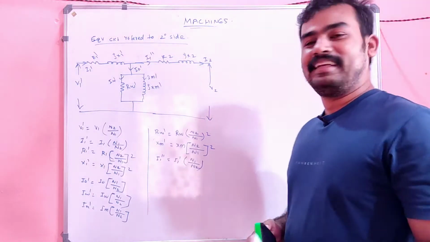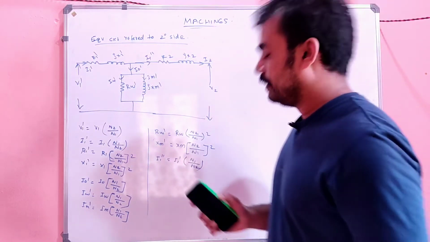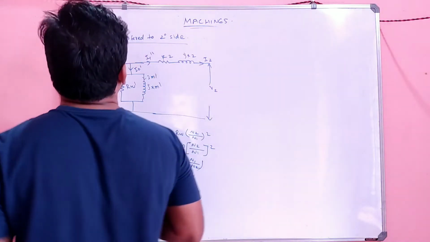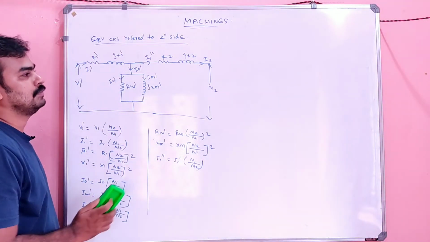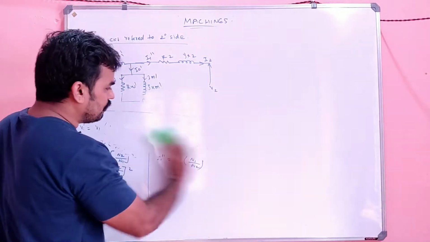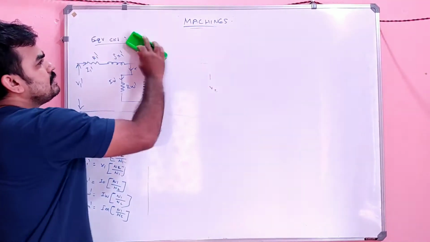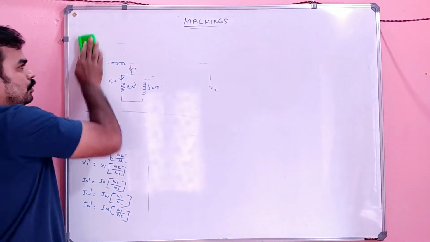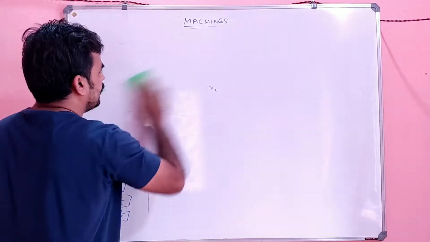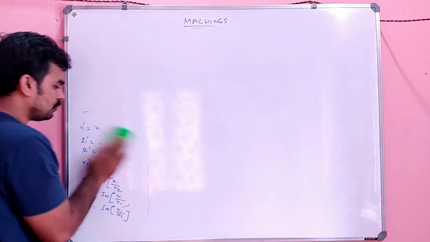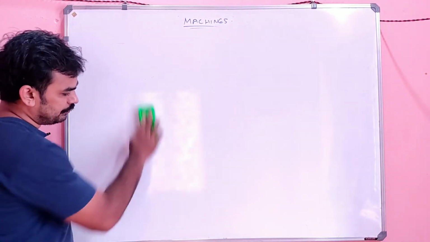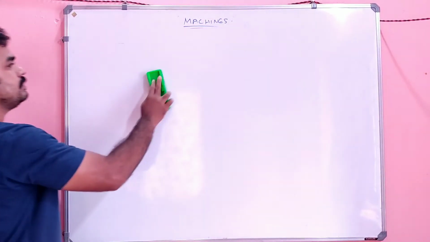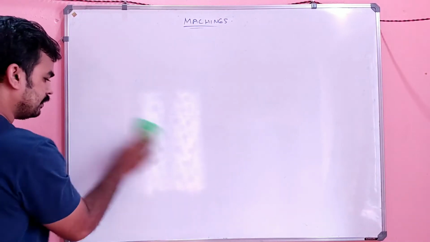So in the last class we derived the equivalent circuit referred to primary as well as secondary of a transformer, and now we have to see what is the exact equivalent circuit of a transformer. What is the exact equivalent circuit of a transformer?